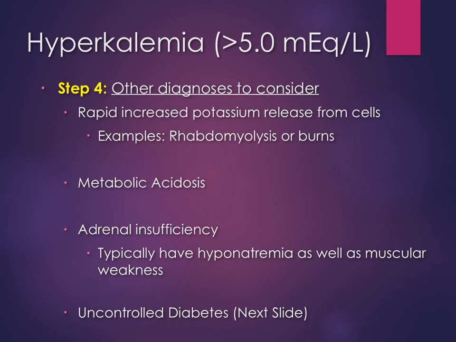Step 4, let's look at other diagnoses that are causing this, such as a rapid increase in potassium released from the cells. You can see this in people with burns. As those cells are being destroyed, it's releasing potassium into the serum. Conditions like rhabdomyolysis, as muscle tissue is being broken down, it too is going to release potassium. Metabolic acidosis, we just mentioned that earlier. Adrenal insufficiency. Now you're going to typically have hyponatremia with this as well, but the whole reason behind this is that they're not releasing aldosterone. So remember, aldosterone is going to save salt, and it's going to tell you to get rid of the potassium.